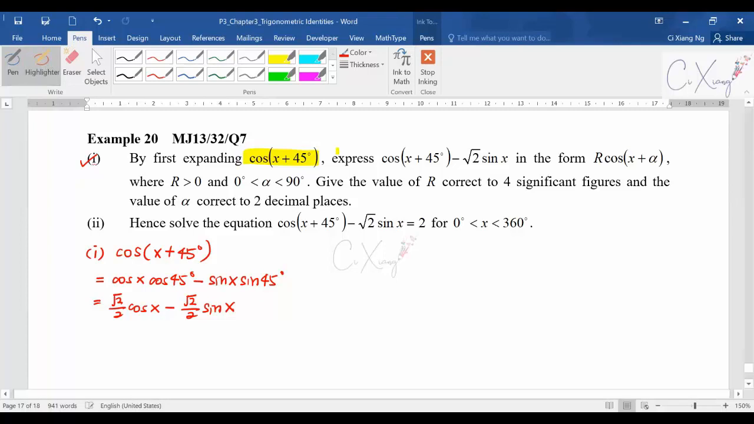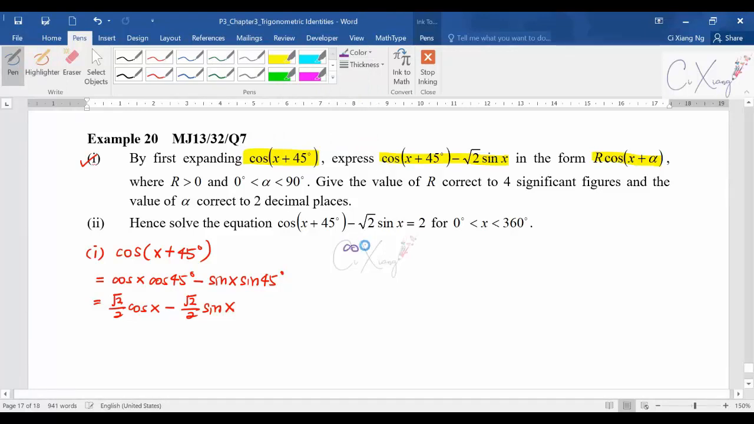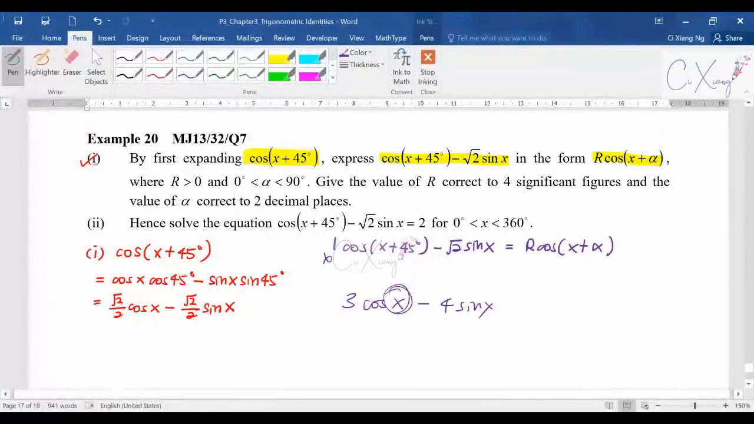After you expand it, what do they want? They want you to express this whole thing in this pattern. Now we start the second stage. They want you to express cos(x + 45) minus square root 2 sine x, and let it equal to r cos(x + alpha). Please take note of this, don't be tricked by this question. When you look at this, you might say the first term is a cos, therefore A is 1, so you cannot use that. When you want to change it to the triangle formula, you have to make sure that you have the pattern of something cos x minus something sine x. It must be x, it cannot be x plus 45. So don't get tricked because of this.